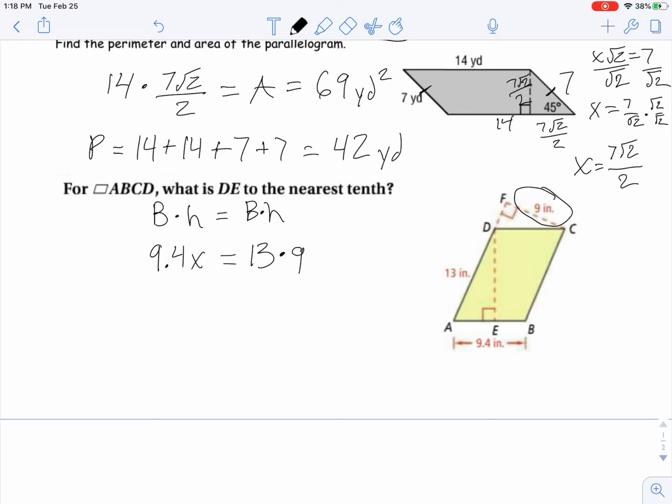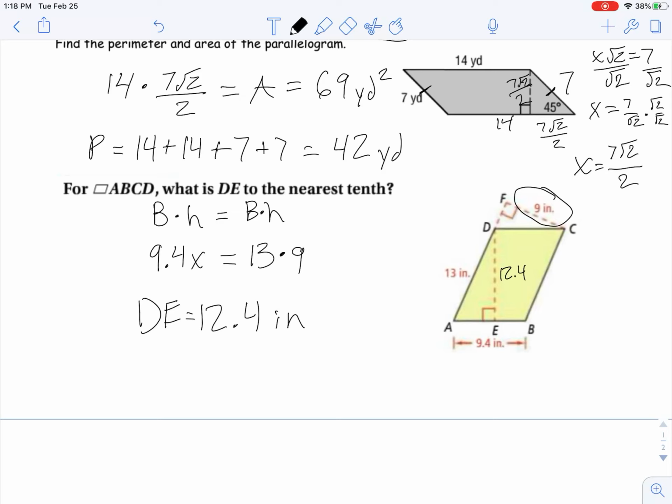Let's see. 13 times 9, I have to find my calculator, because I'm going to have to divide that by 9.4. And I got 12.4 inches. That means that DE there is 12.4.